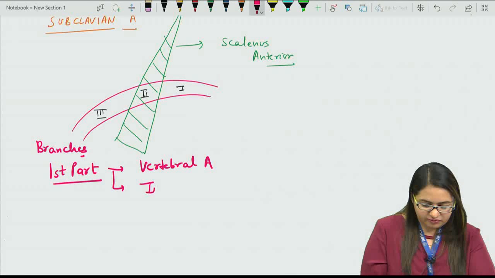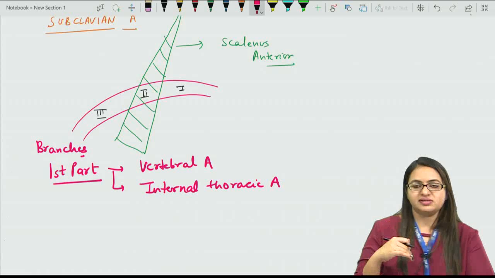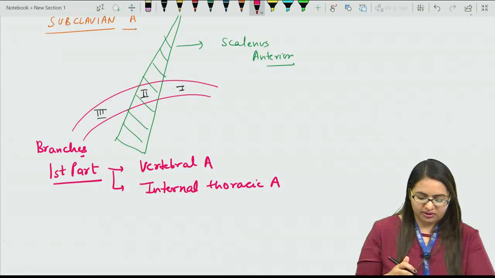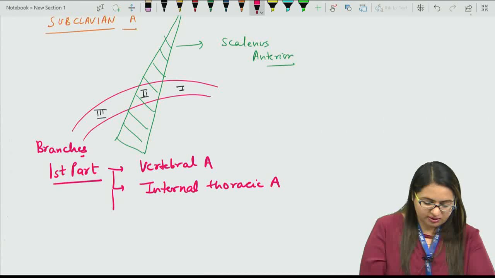Another artery is the internal thoracic artery. The internal thoracic artery goes towards the thoracic region, and over there the terminal branches of this artery are the musculophrenic artery and the superior epigastric artery. Then the first part gives off a thyrocervical trunk.